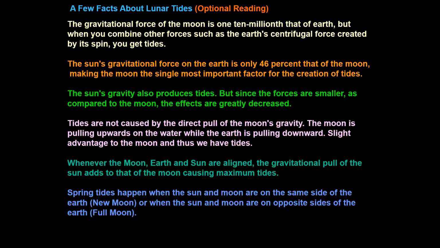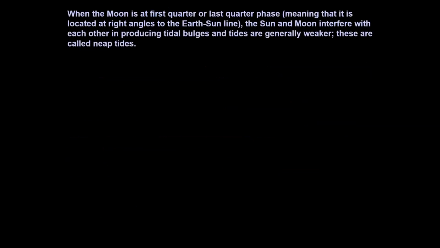All this we'll learn in detail. When the moon is at first quarter or last quarter phase, meaning that it is located at right angles to the earth-sun line, the sun and moon interfere with each other in producing tidal bulges, and tides are generally weaker. These are called neap tides. So, understood, what is a neap tide?